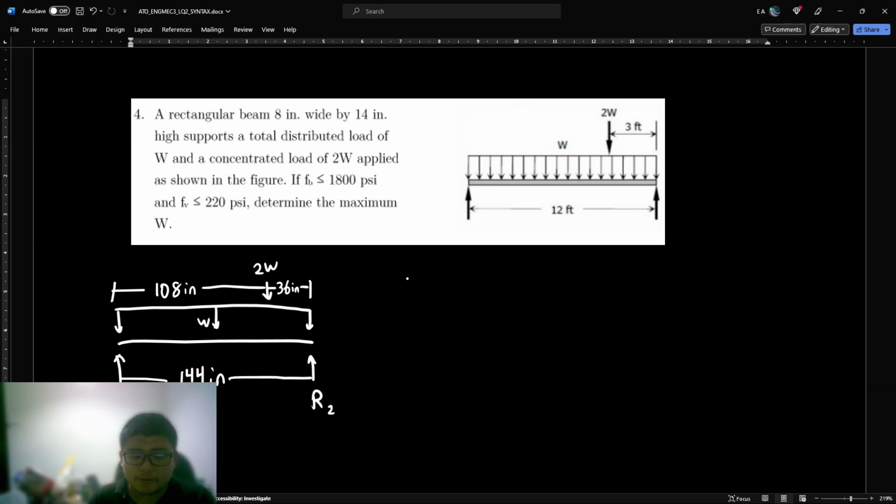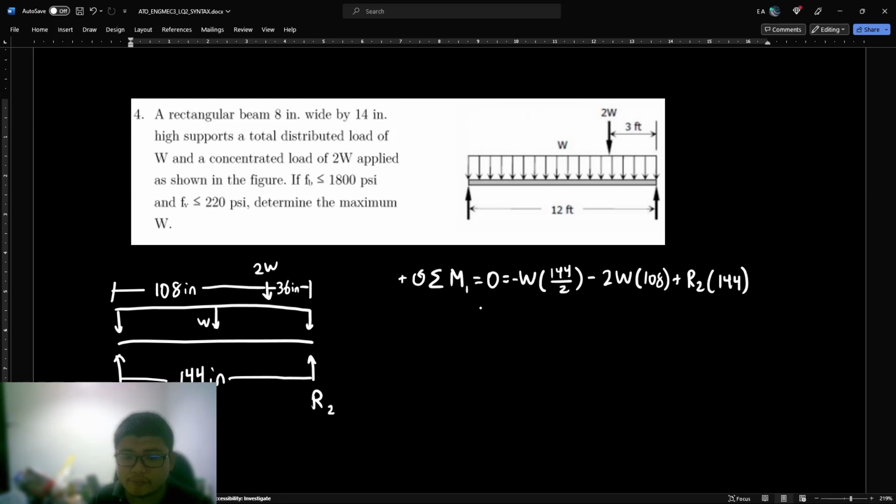First, let's get the reactions. So, taking counterclockwise as positive, let's get the moment at point 1. This would be equal to 0, and this is equal to minus W times 144 inches over 2, because this is where the centroid is, and this must be a negative value because it is going clockwise. Next, another clockwise moment would be minus 2W times 108 inches. And then we have a counterclockwise moment of R2 times 144 inches. We would get R2 to be equal to 2W.